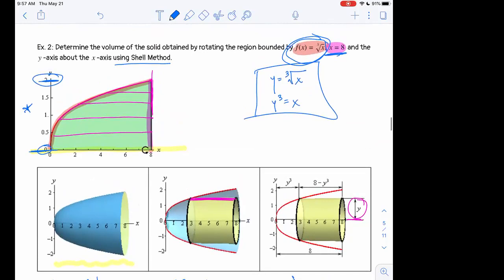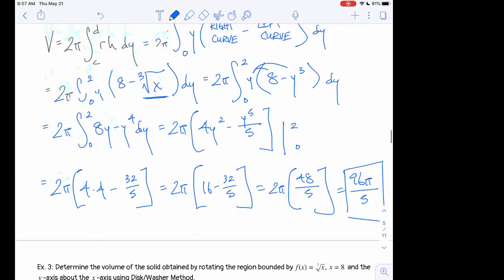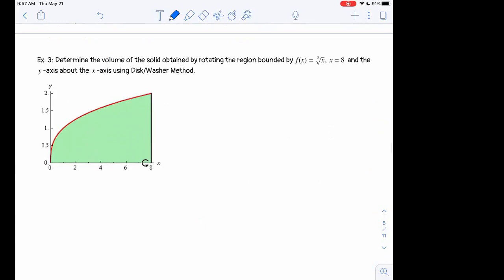So what I'd like us to do right now is to take a look at example 3, which is exactly the same problem. It says determine the volume of the solid obtained by rotating the region bounded by these curves and the y-axis about the x-axis. So we have the same axis of revolution. But this time, I want us to use disk and washer method. Okay, so help me get started here.